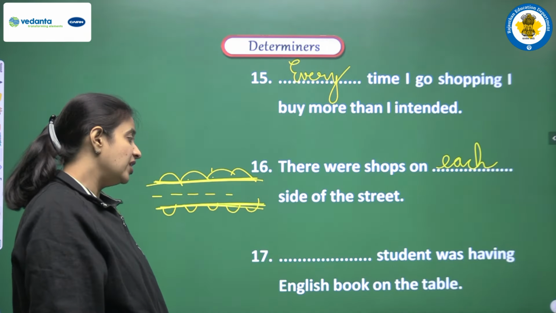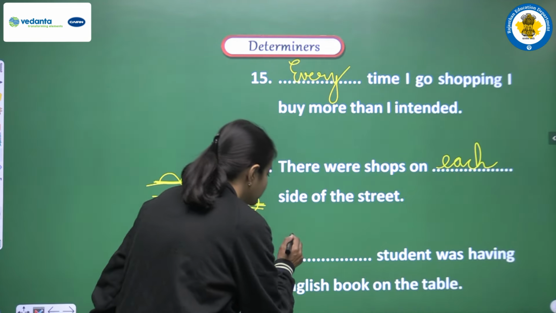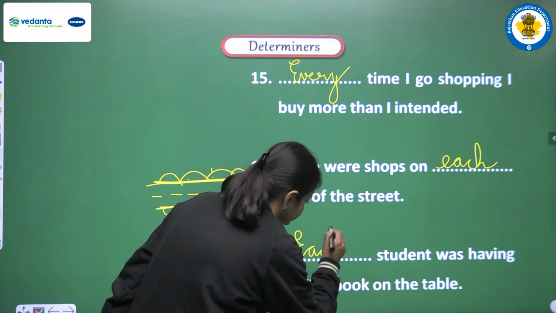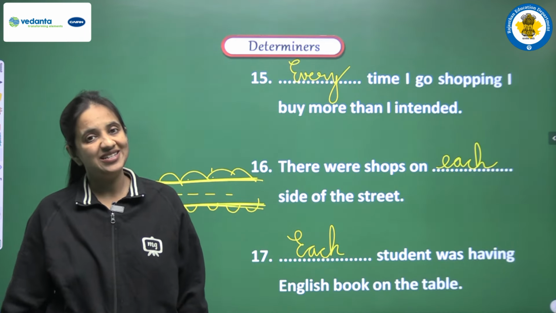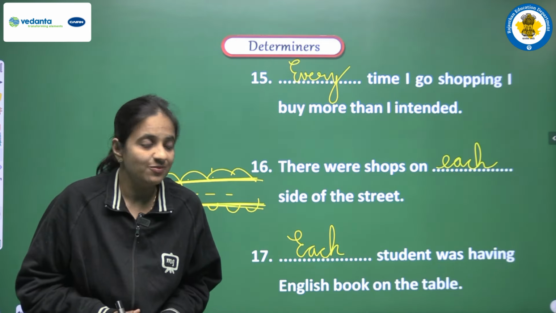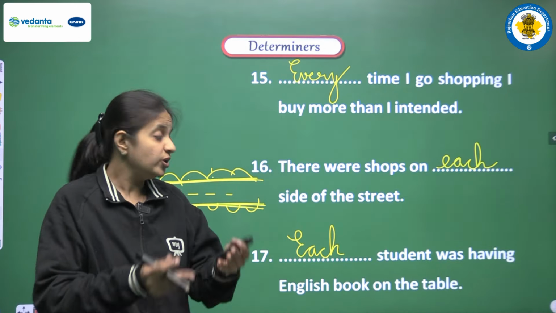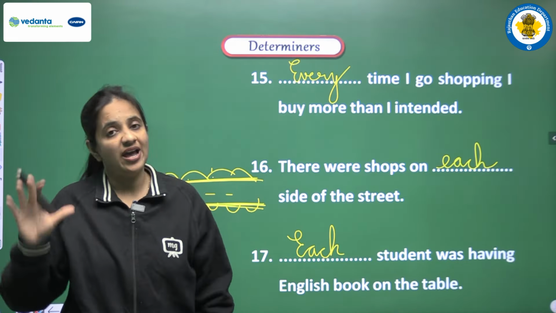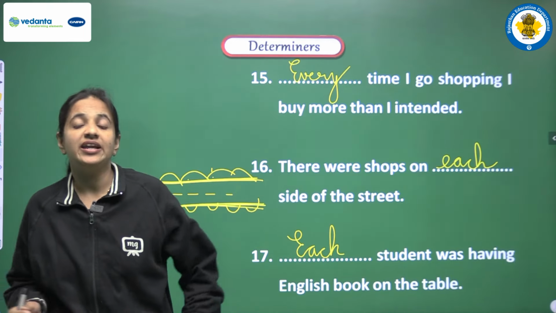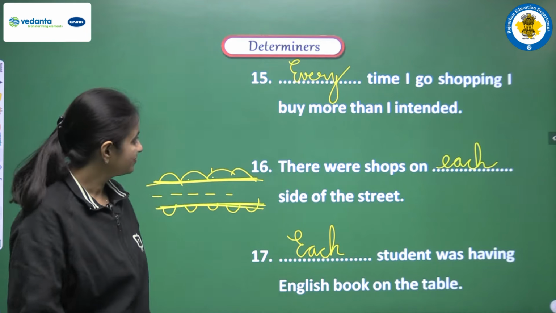Next is, each student was having an English book on the table. So here our answer will be each, because again we are talking about an individual student. In a class, suppose there are 20 or 30 students, each student was having an English book on the table. So every time we are talking about an individual person, we have to use each.